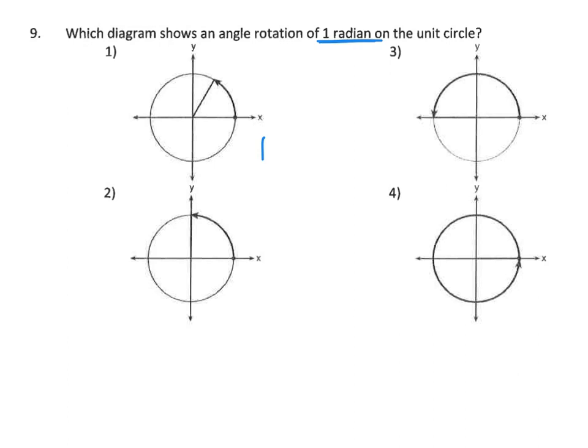Now, to convert from radians to degrees, what we do is we multiply by 180 over pi. So I would just plug this in your calculator: 1 times 180 over pi. And when you do, you see it gives you approximately 57 degrees. So 57 degrees would be in the first quadrant, right? It would be between 0 and 90. So it looks like choice 1 would be our answer, right? This looks like it's opening about 57 degrees. This one's opening 90, this one's opening 180, and this one's opening 360. So choice 1 would be our answer.